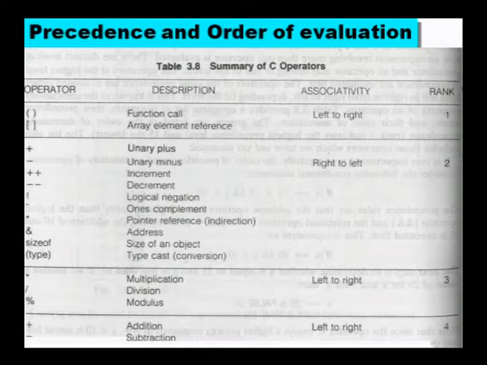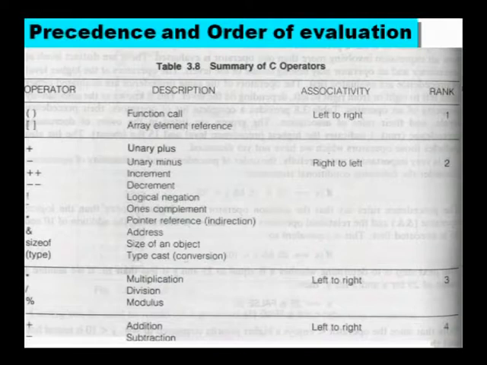Array element reference, that is left to right, that has the highest priority, rank 1. Next come the other set of operators like plus, minus. This is not addition and subtraction, it is unary plus or unary minus, like minus 5. Then increment, plus plus, decrement, minus minus, logical negation, that is the not operator, which we have seen. Then ones complement, then pointer reference, ampersand, address, sizeof operator, and typecast conversion.